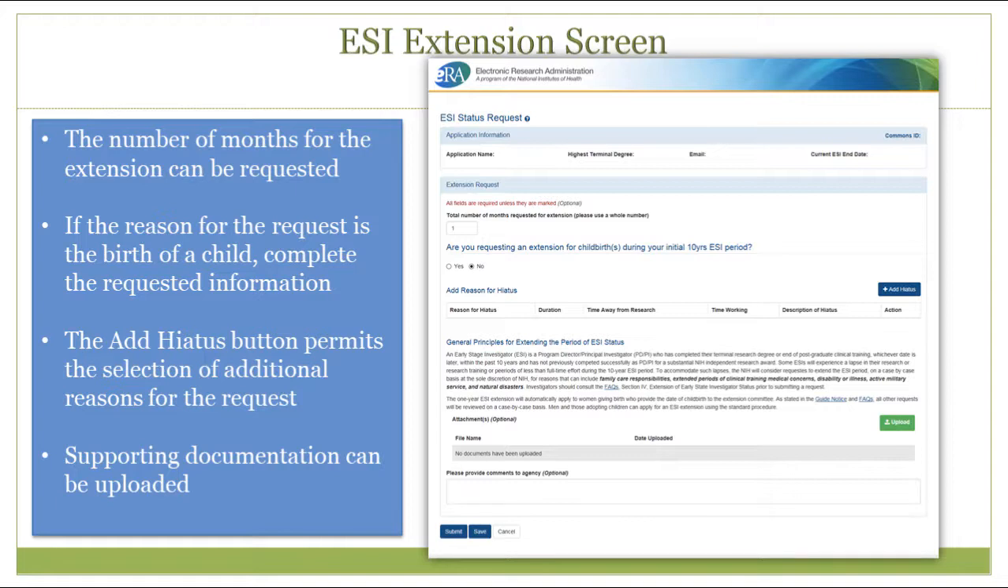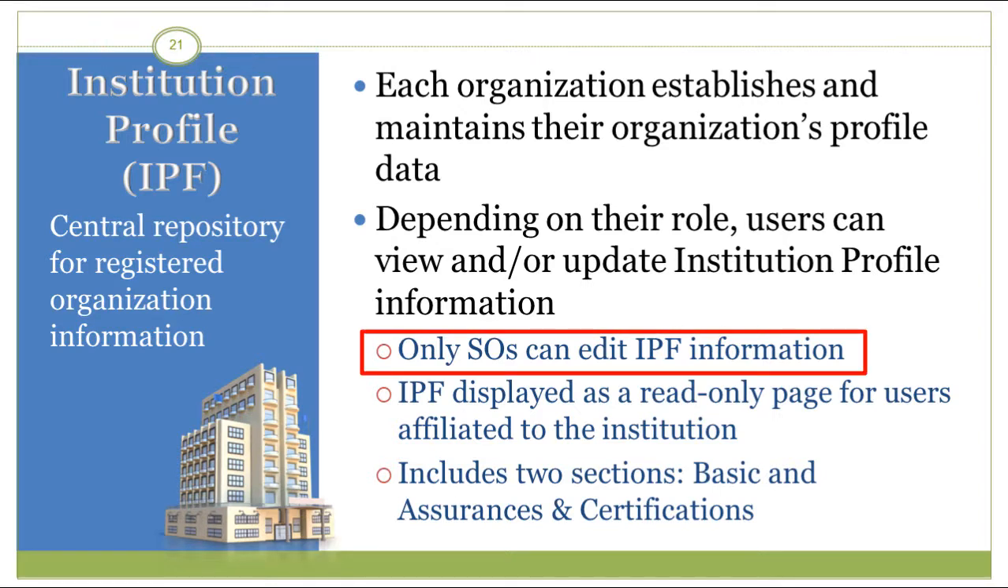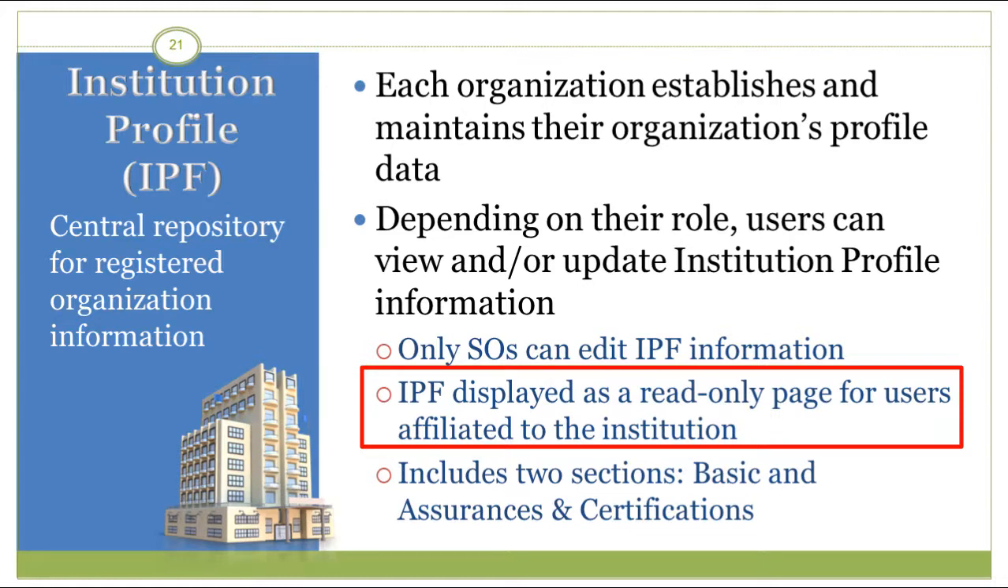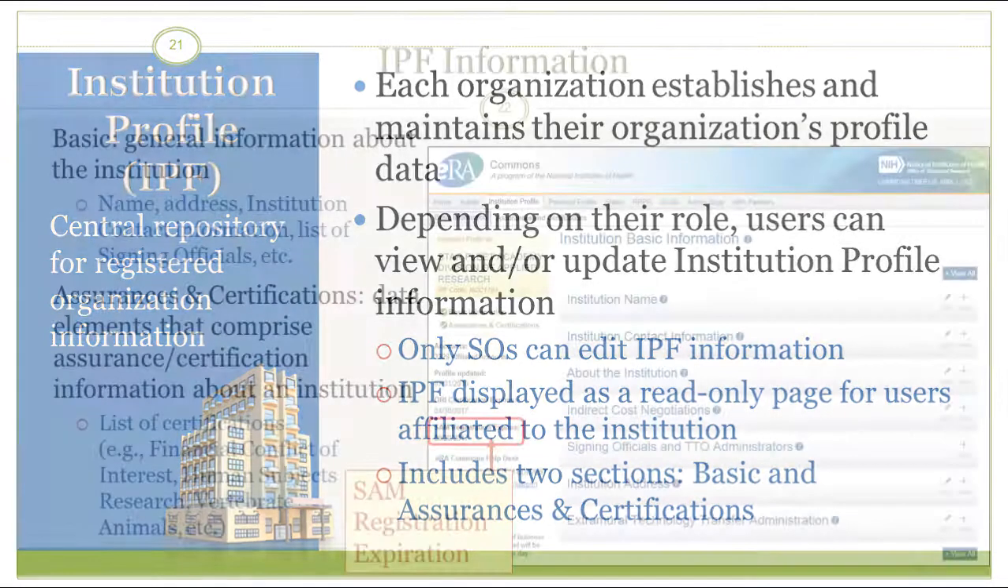Next, we're going to move on to the institutional profile. The institutional profile holds lots of important information about your organization, but is only editable by users with a signing official role. However, if you are affiliated with your organization, you can go and see the institutional profile. And it is made up of two sections. There's a basic section, which is really contact information, and then assurances and certifications.